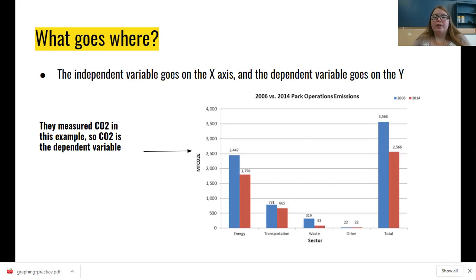So those things they controlled. They can control if they looked at energy, if they looked at transportation, if they looked at waste. That's what they are testing. So they put that on their x-axis.